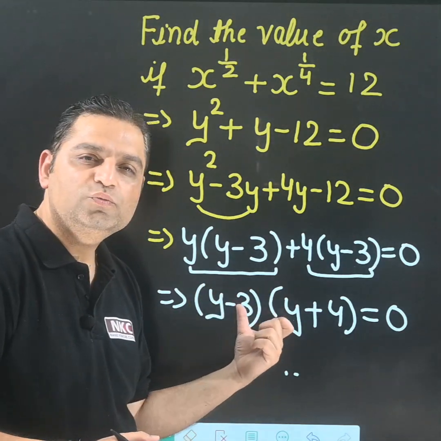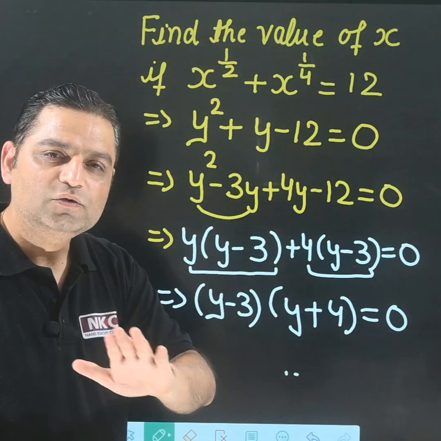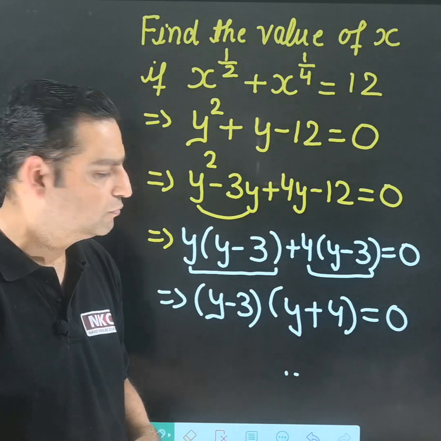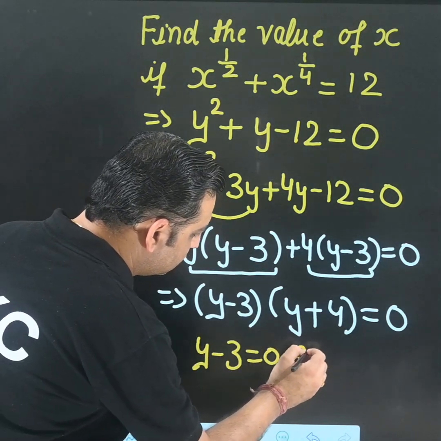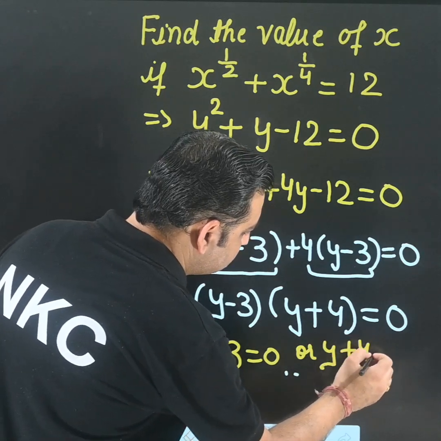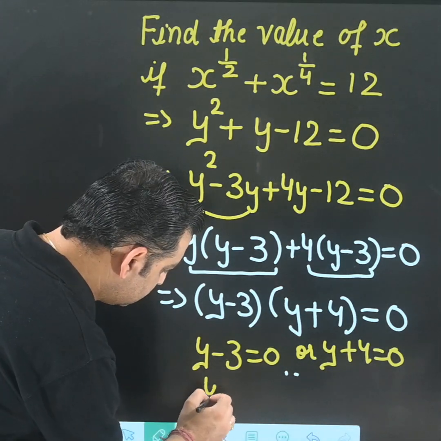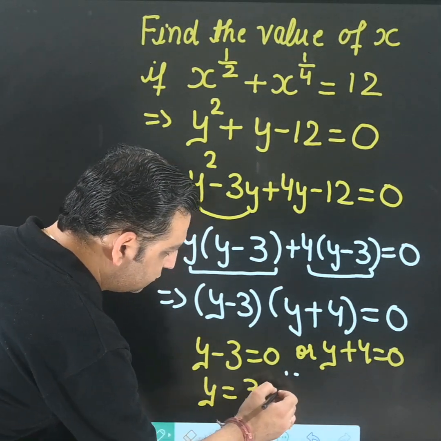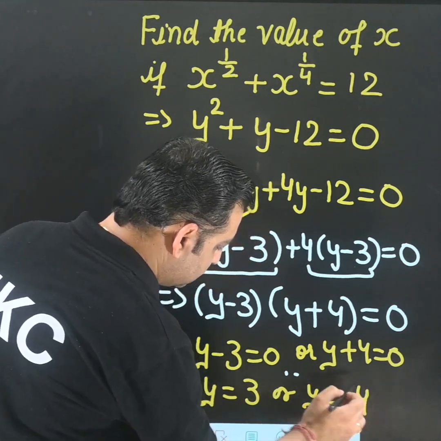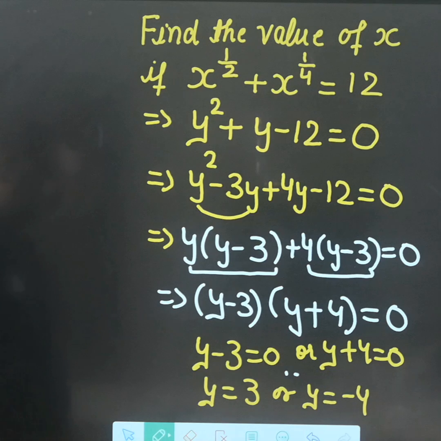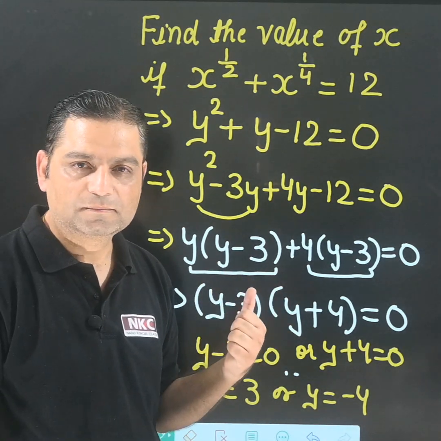Now the product of two brackets is equal to 0. Multiplication can be 0 only if at least one number is 0. That means y minus 3 is 0 or y plus 4 is 0. At least one of them should be 0. Both can also be. So here I am getting the value of y as 3 and from here I am getting the value of y as minus 4. You can take the screenshot again. We are getting two values of y, 3 and minus 4.